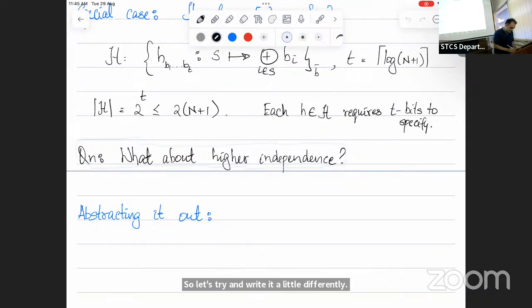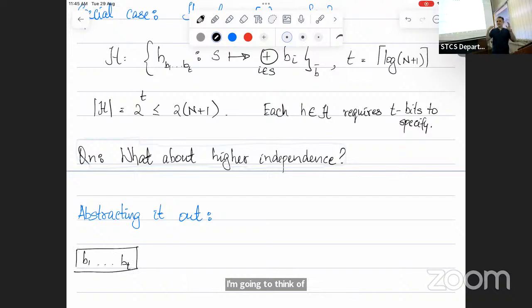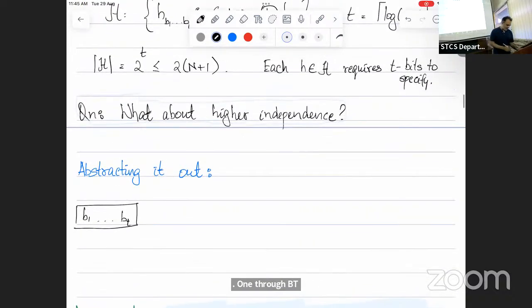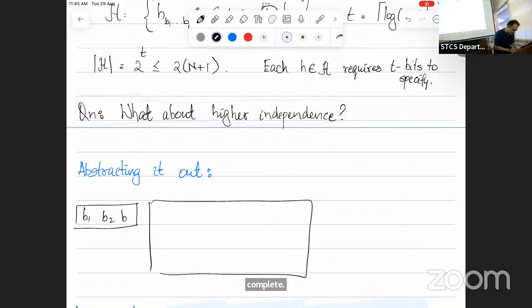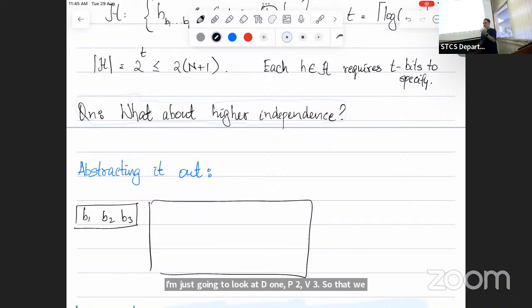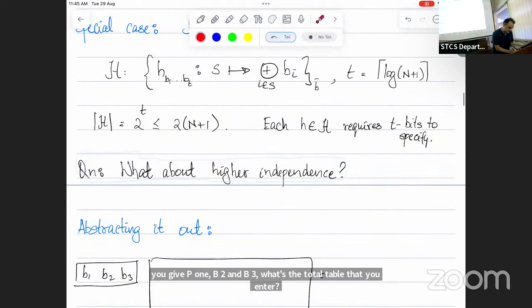Okay, so I'm going to think of B1 through BT as some input vector that I have. And what did the output actually end up being? For the sake of completeness, I'm just going to look at B1, B2, B3, so that we can concretely write down what we output. Once you give B1, B2, and B3, what's the truth table that you ended up outputting? Okay. So we ended up outputting this big list.